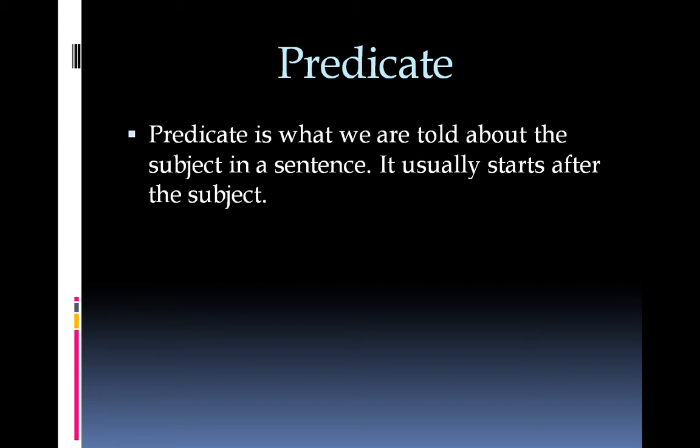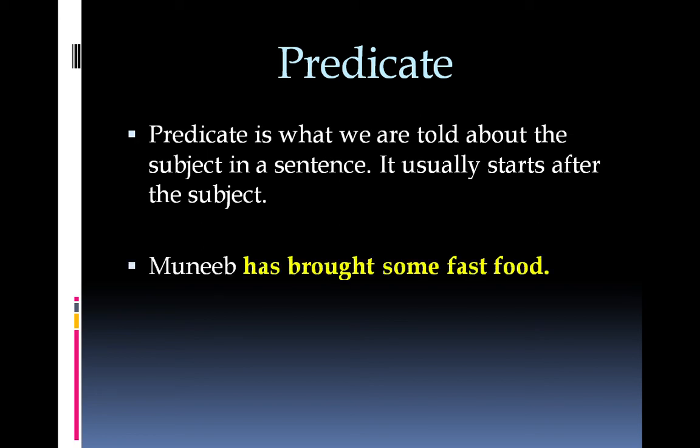Let's have a few examples. Munib has brought some fast food. Now, what is this sentence about? It's about Munib. So Munib is the subject. And what have we been told about Munib in this sentence? Has brought some fast food. The rest of the sentence that starts after the subject is the predicate.